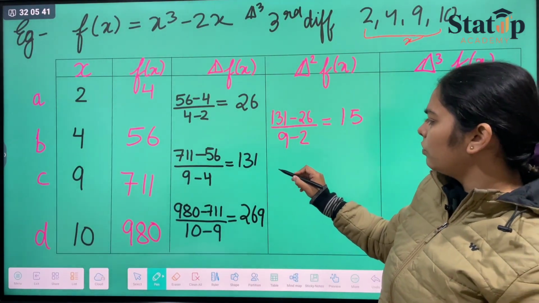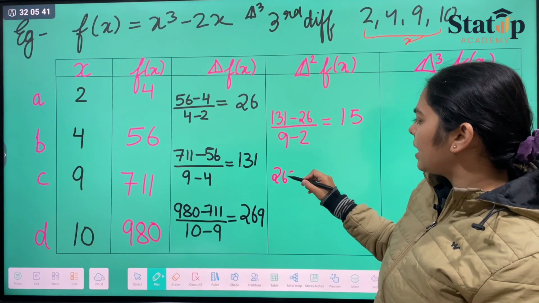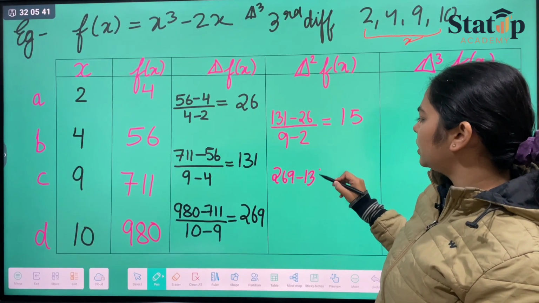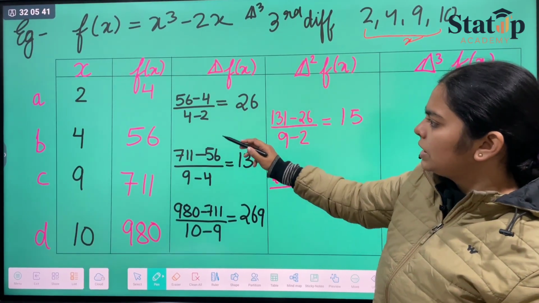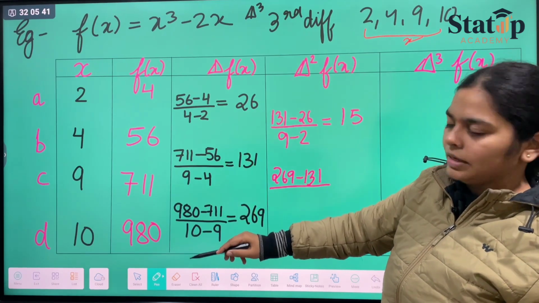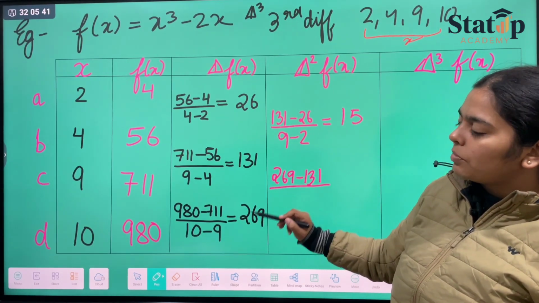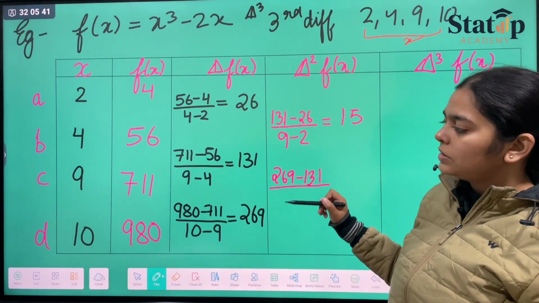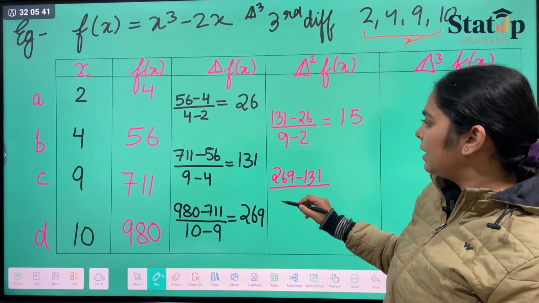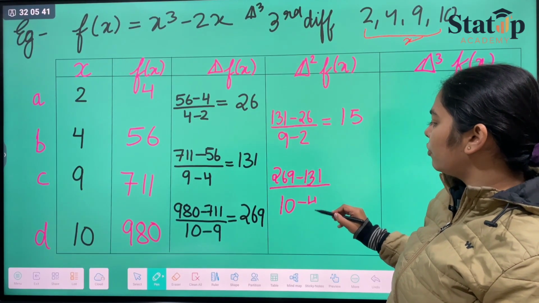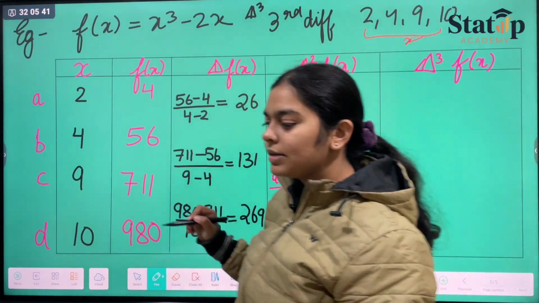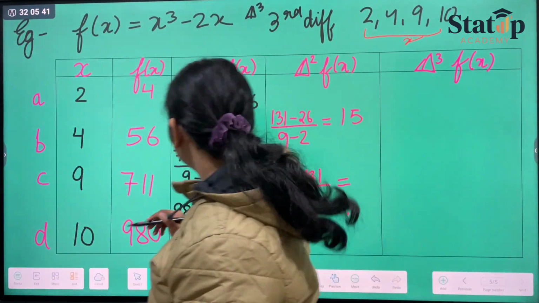And here we will be doing 269 minus 131 upon. Now these two are between B, C and D, among B, C and D. So we'll subtract B from D because B is the smallest and D is the highest. So 10 minus 4, and we'll get our answer as 23.